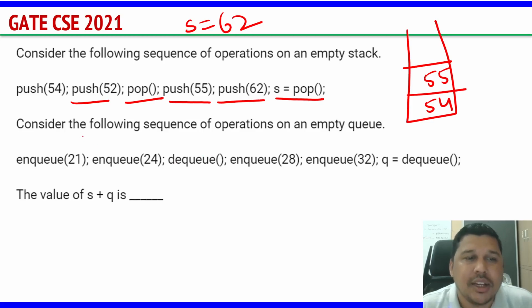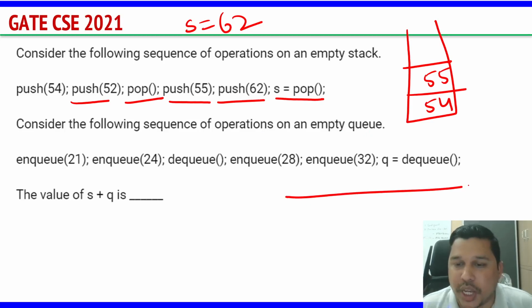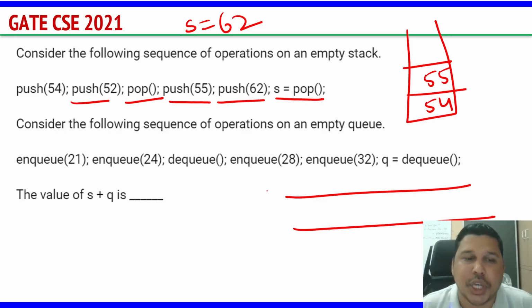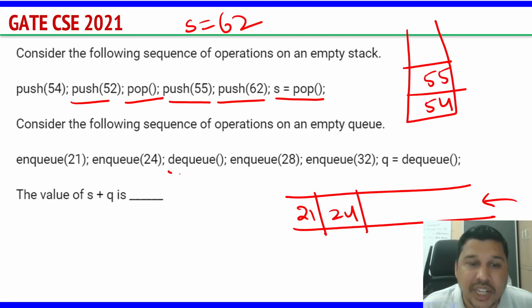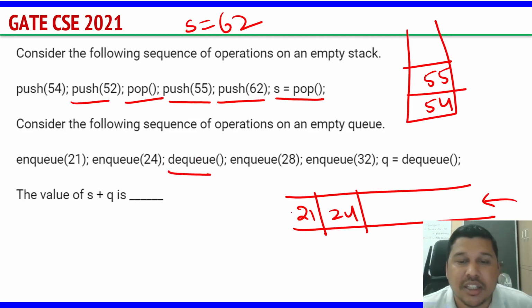In the same way, consider the following sequence of operations on an empty queue. So there is a queue here. NQ 21. So from this side, 21 is inserted. It comes here. Then NQ 24. Then DQ. When you delete, the front part is deleted. From here we delete it. So this 21 is deleted.